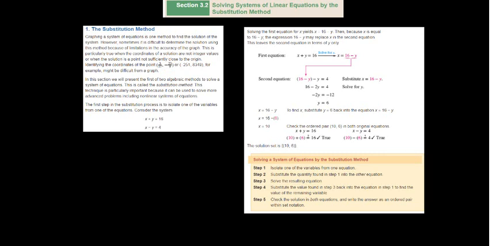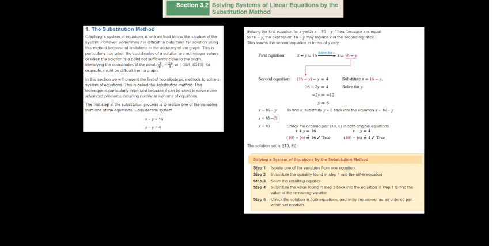So, in this section, we will present the first two algebraic methods to solve a system of equations. The first is going to be called the substitution method. This technique is particularly important because it can be used to solve more advanced problems, including nonlinear systems of equations. When we say more advanced problems, we're talking about calculus problems, things that are a lot more advanced, but you use this method in those courses.